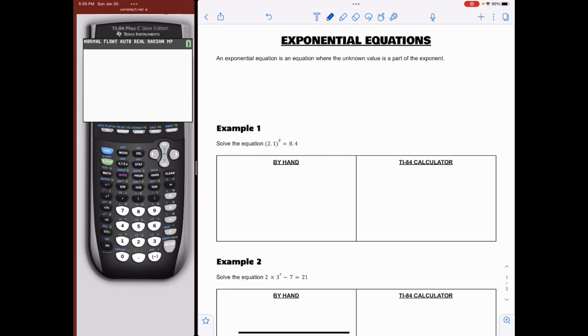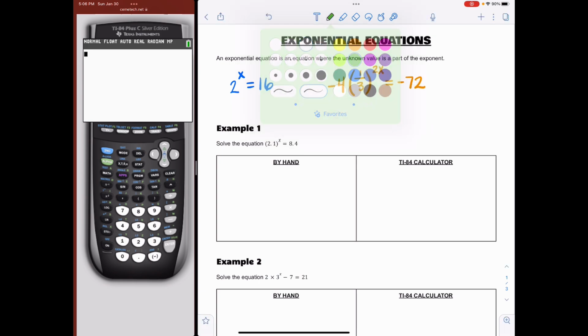Hi, today we're going to talk about exponential equations. An exponential equation is an equation where the unknown value is a part of the exponent. For instance, you will have 2 to the power of x is equal to 16, or you may end up having negative 4 times 1/3 to the power of 2x is equal to negative 72.